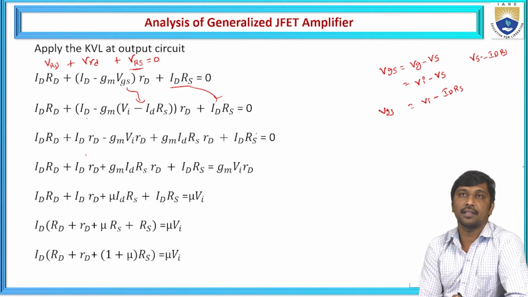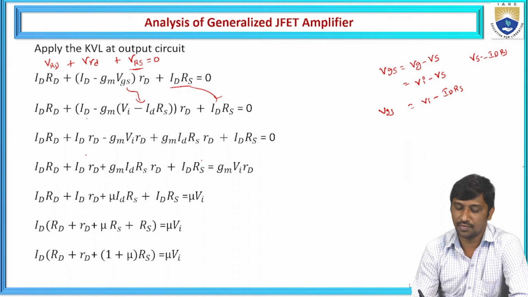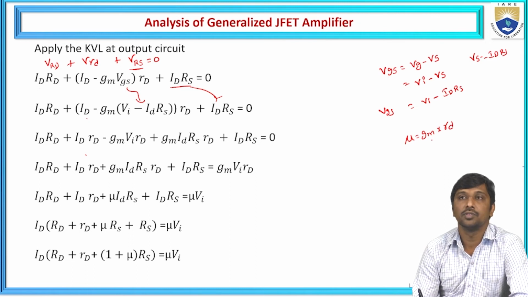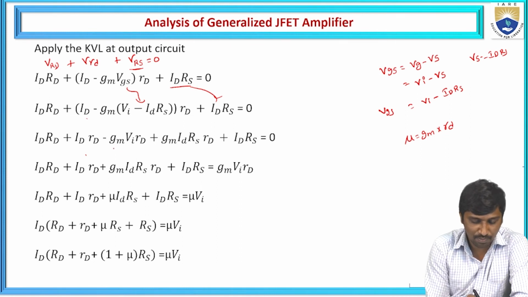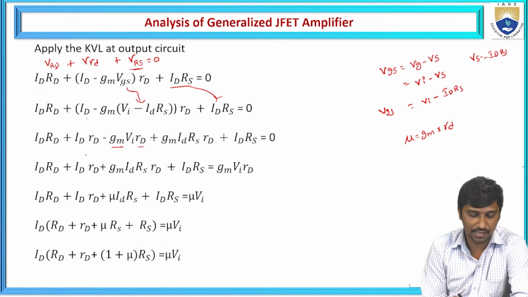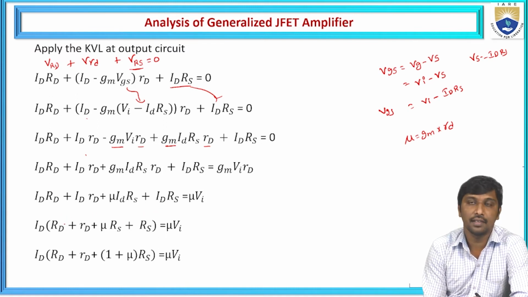Now again, from the characteristics of the JFET, we defined one relation between the characteristic parameters. We know that in a FET, mu is represented as gm times rd, where gm is the transconductance and small rd is the internal drain resistance. Hence, I'm going to simplify this one. Gm into rd is replaced with mu. So here also gm into small rd is replaced with mu.